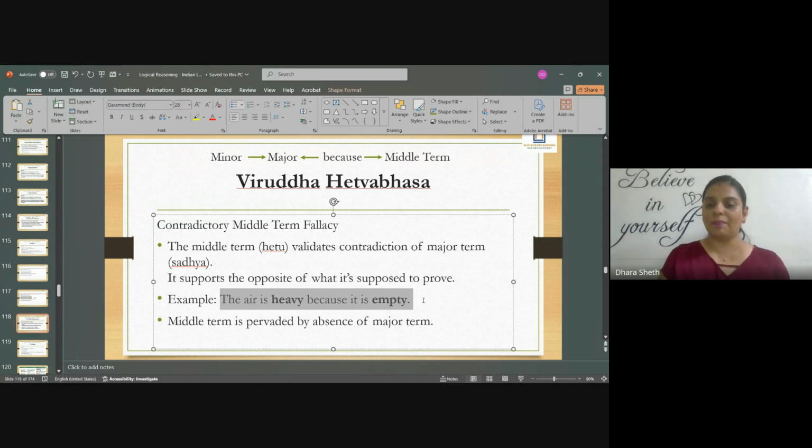The air is heavy because it is empty. Now, when something is empty, should it be heavy or should it be light? It should be light. So here the middle term does not have light. Light is absent here. Heavy is present. So the middle term is pervaded by the absence of major term. It is supporting the opposite of what it is supposed to prove. That is called Viruddha Hetvabhasa. And how do they ask it in the question? Where the middle term is pervaded by the absence of major term. This is the terminology used. Clear with the meaning here and the example?